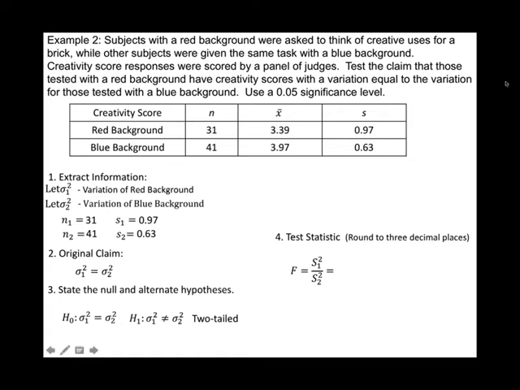Okay, be careful when you plug in the information to the test statistic here. We only have the sample standard deviation, but the formula uses the sample variance. So when you plug it in, make sure you take the square here. You should get 2.371 as your test statistic.